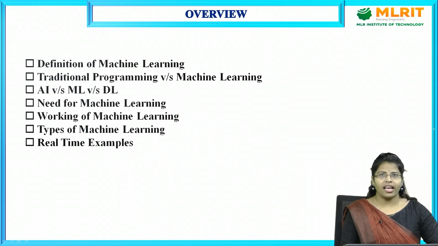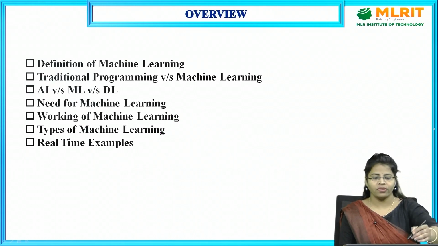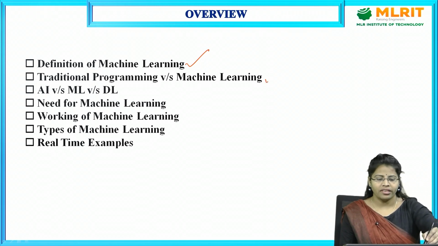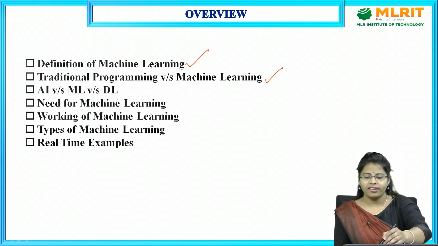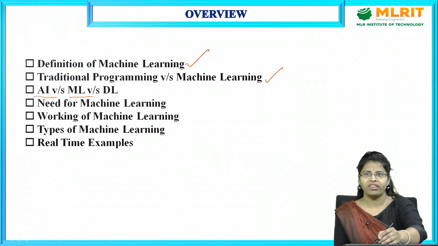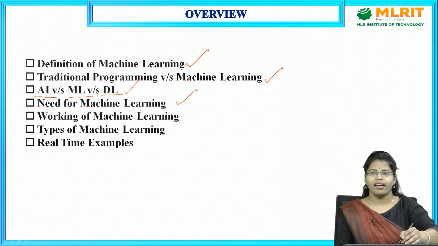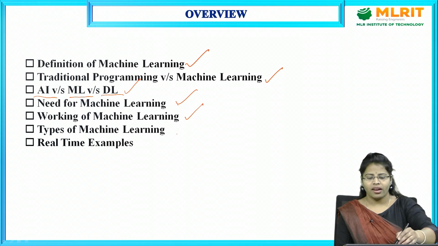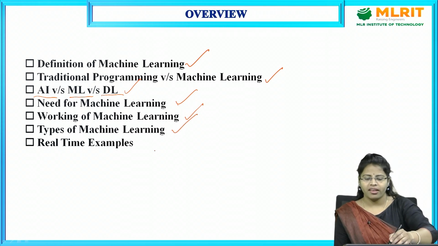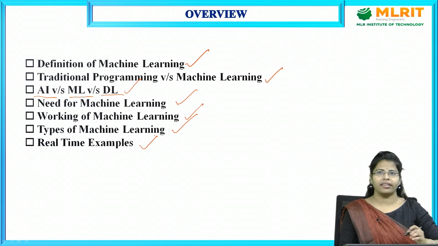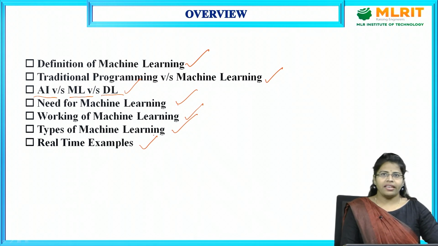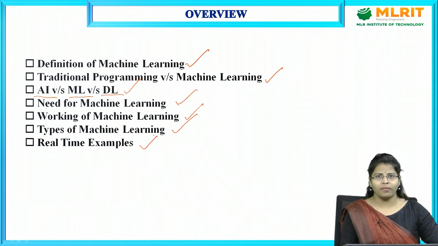In today's session, I am going to give you an overview of the definition of machine learning, traditional programming versus machine learning, artificial intelligence versus machine learning versus deep learning, and what is the need for machine learning and the working of machine learning. We are going to discuss the types of machine learning and the real-time examples of particular types. Nowadays, machine learning is a trending technology wherever we go, and without machine learning things become hard. With the help of machine learning, things are going to become easy for us.